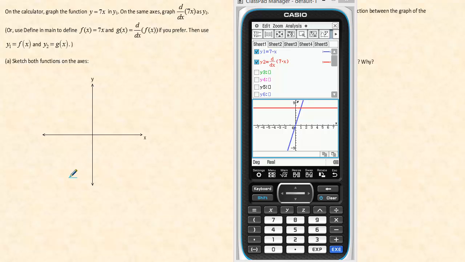So we want to sketch both functions here. Here we have y equals 7x, and then here we'll have y equals d/dx of 7x.